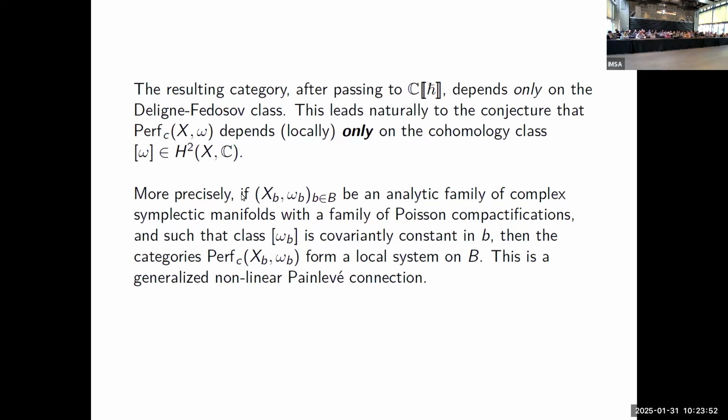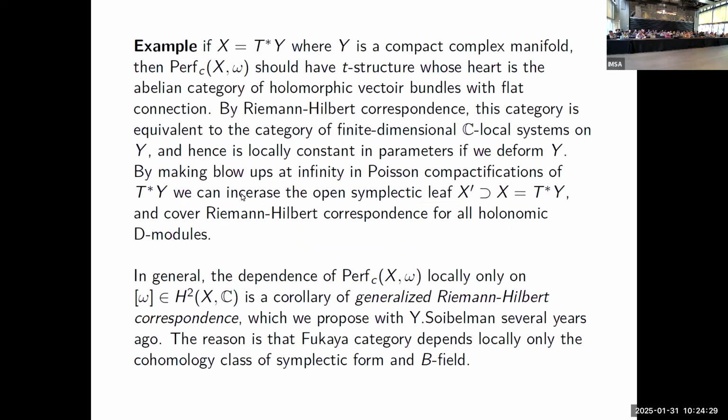Now, what I want to say is that if you have a family of complex symplectic manifolds, which is included in a family with some compactification, and let's say the topology of the open symplectic leaf doesn't jump, maybe the complement changes smoothly, but the whole open part doesn't jump. And if a class is covariantly constant, then the categories should form a local system. This is a kind of generalized non-linear Painlevé connection, as I called this thing.